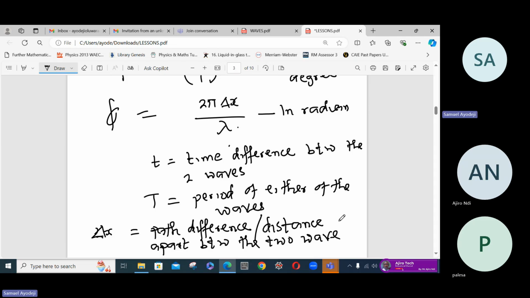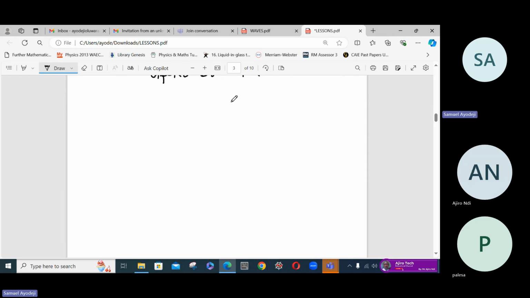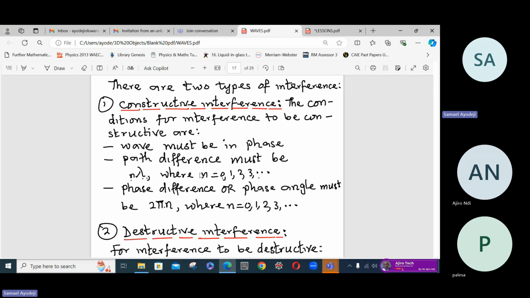Now, how do I get this formula? That's what I want to know now. I'm making use of this, which is 2 pi delta x over lambda. For constructive interference, delta x is n lambda. That's what we started from. You can see this is the path difference, n lambda.